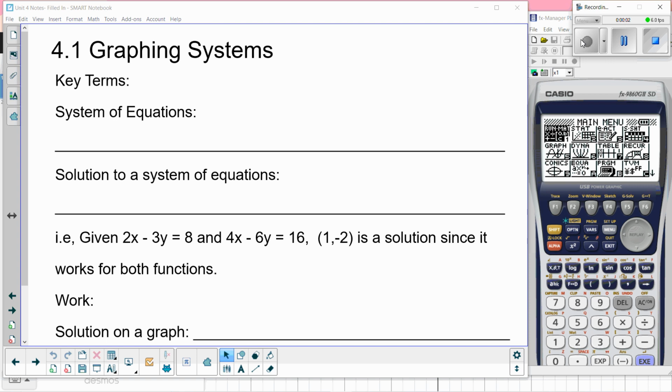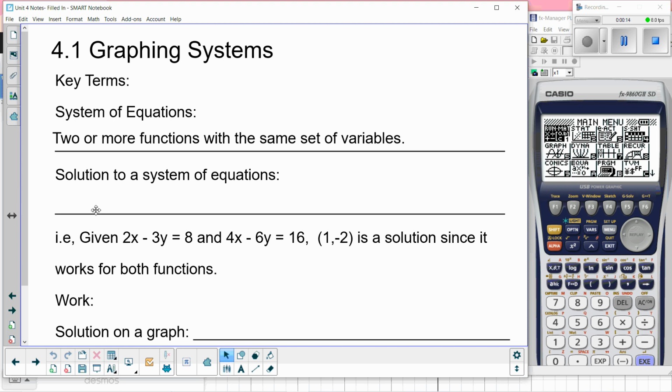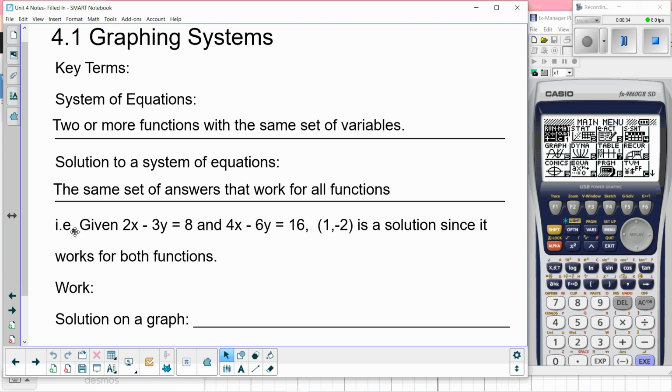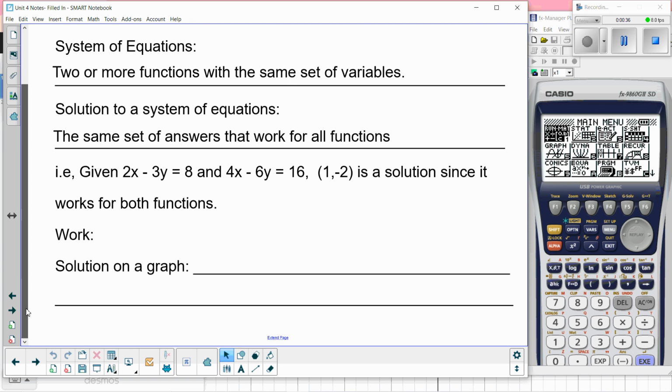Right, in 4.1, we are graphing systems of equations. So, some key terms. A system of equations is two or more functions with the same set of variables. A solution to a system of equations is the same set of answers that work for all functions. For example, if we were given 2x minus 3y equals 8 and 4x minus 6y equals 16, (1, -2) is a solution since it works for both functions.